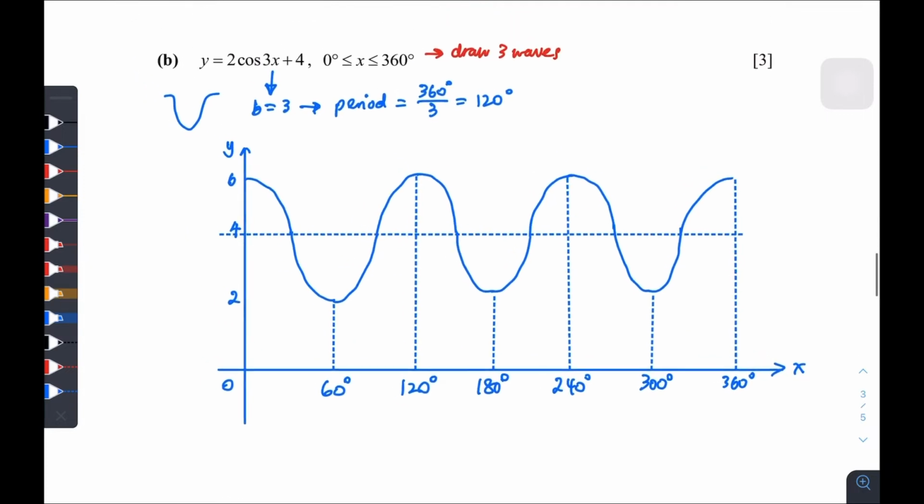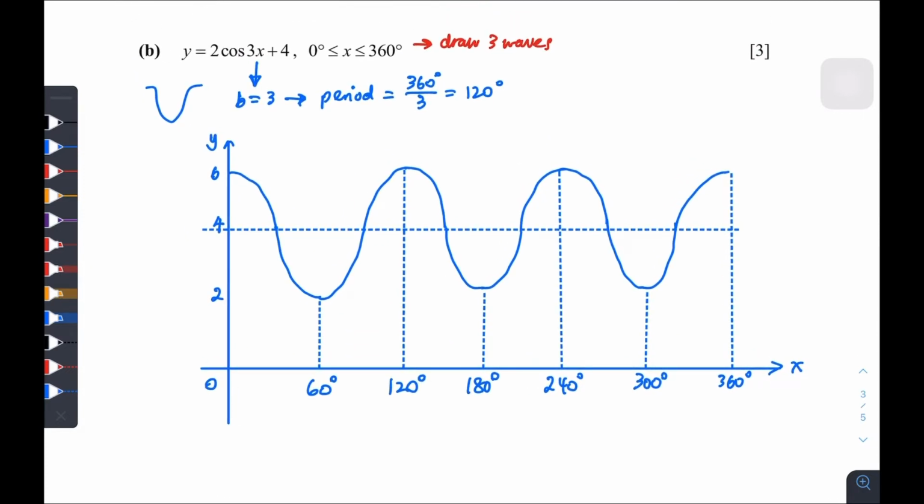So you see, 3 waves. The amplitude is 2. The middle line is 4. Just nice. If you want, you can relabel this as y equals 2 cos 3x plus 4. We really draw in this range, 0 to 360. So this is A and B.